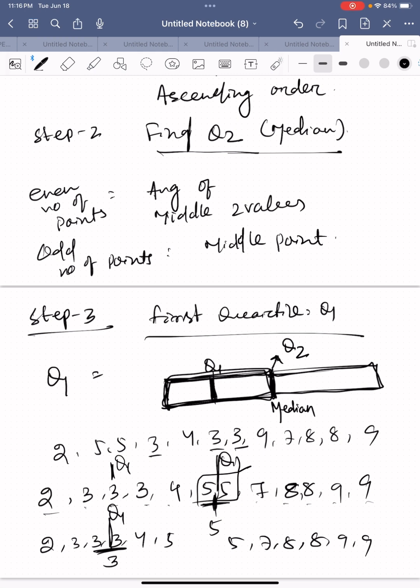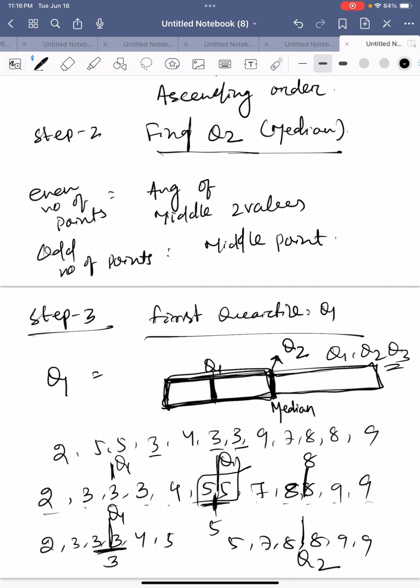And then in this case, this is our Q2. This is how we calculate quartiles. This is how we can calculate Q1, Q2 and Q3, first quartile, second quartile, and third quartile.